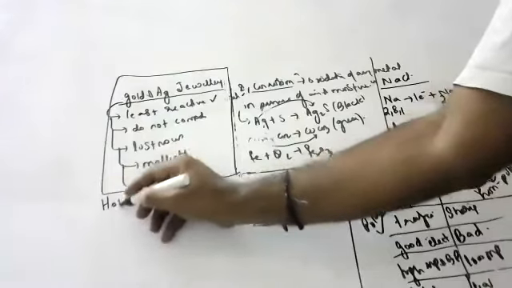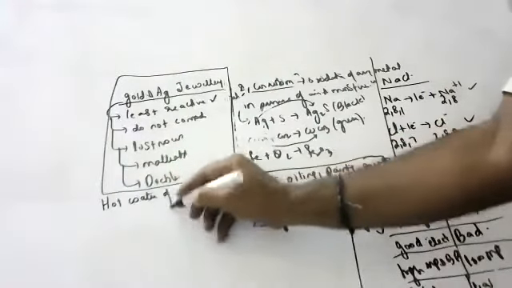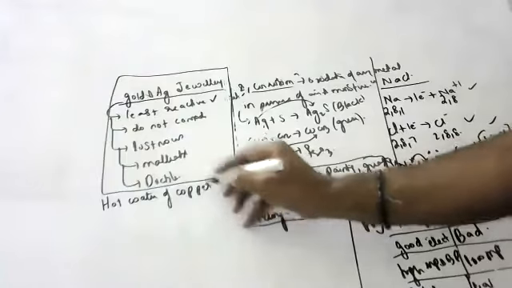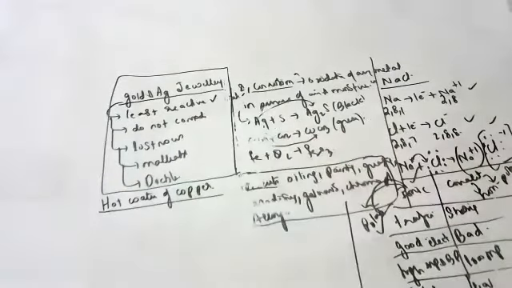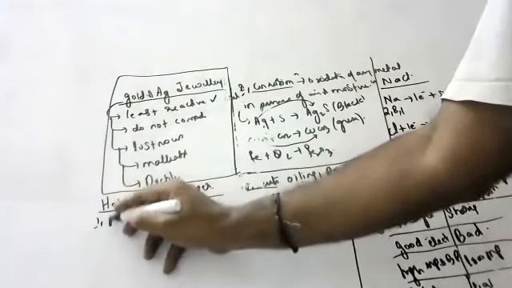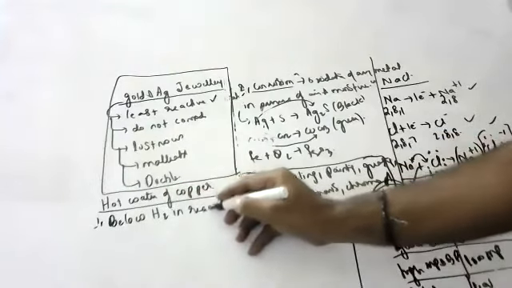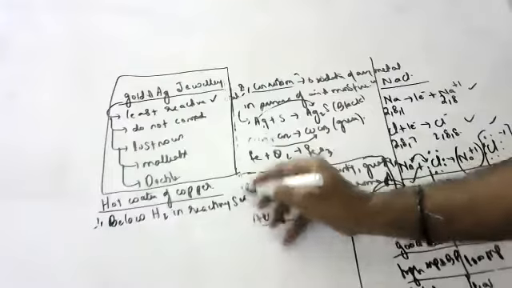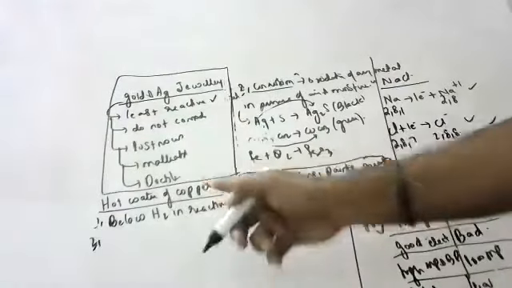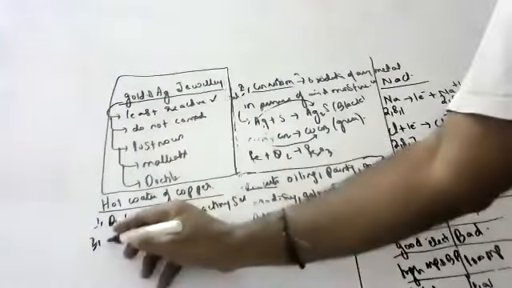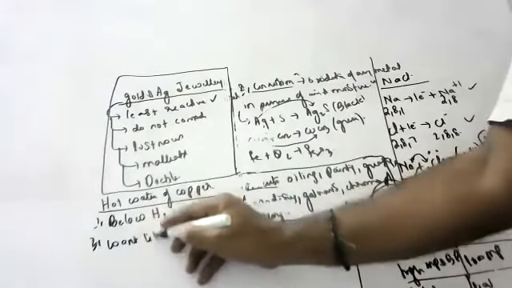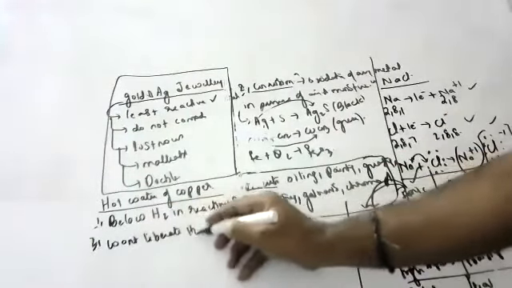Why are hot water tanks made of copper? Why, children? Because it is present below hydrogen in the reactivity series. Normally metals, when they react with water, liberate hydrogen gas. You all know that. But copper is present below hydrogen, so it won't liberate hydrogen from water.